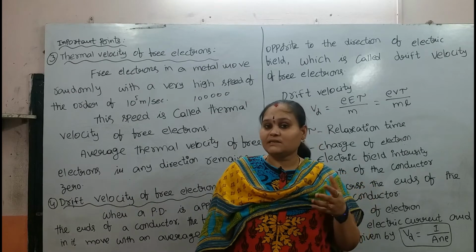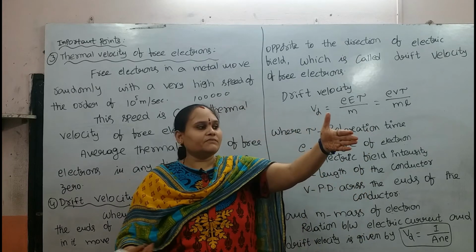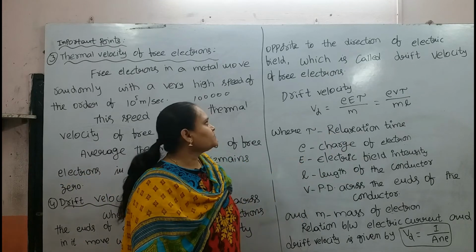That means we can apply a certain field, and the electrons move opposite to that. We can apply the field in this direction, and the free electrons move in this direction, opposite to that.